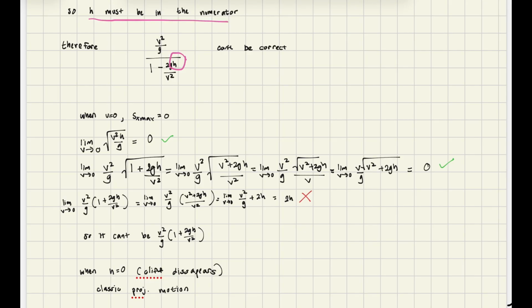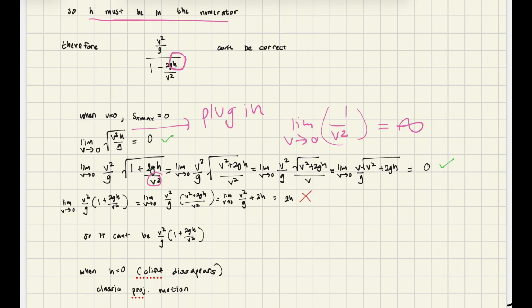We can see that if the limit of v goes to 0, the square root of v squared h over g will go to 0. You can just do that by plugging it in. However, for the next two, v squared over g times the square root of 1 plus 2gh over v squared, and v squared over g times 1 plus 2gh over v squared, you have a v squared in the bottom. So the limit as v goes to 0 of 1 over v squared is going to be infinity. And that is not something that we can use.